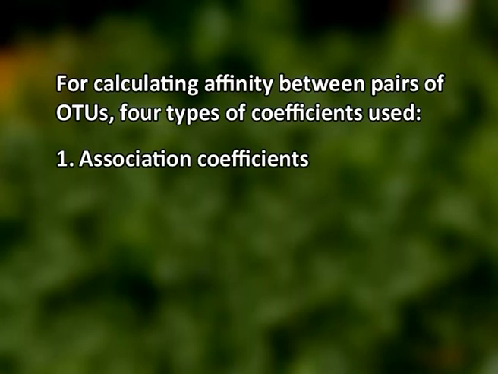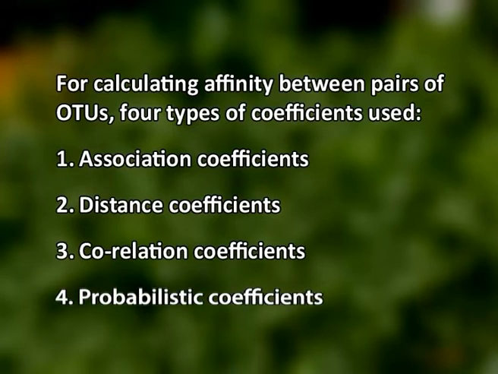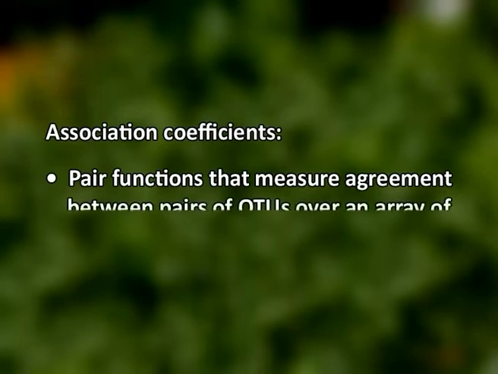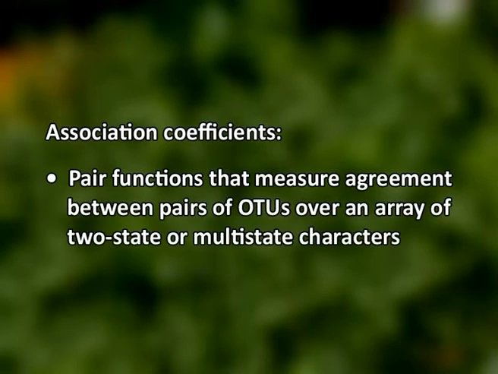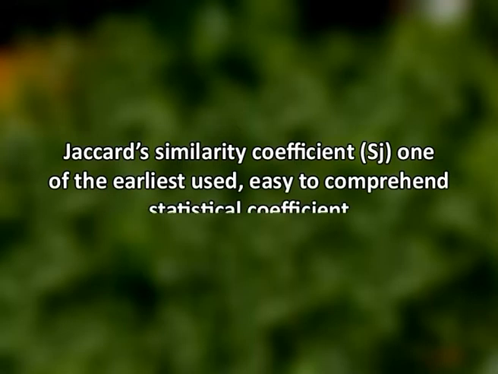Now, the calculation of affinity between OTUs. For calculating affinity between pairs of OTUs, four types of statistical coefficients are used. First is the association coefficients, second distance coefficients, third correlation coefficients, and fourth probabilistic coefficients. Association coefficients, these are pair functions that measure the agreement between pairs of OTUs over an array of two-state or multi-state characters. Jaccard's similarity coefficient is one of the earliest used and easy to comprehend statistical coefficient.